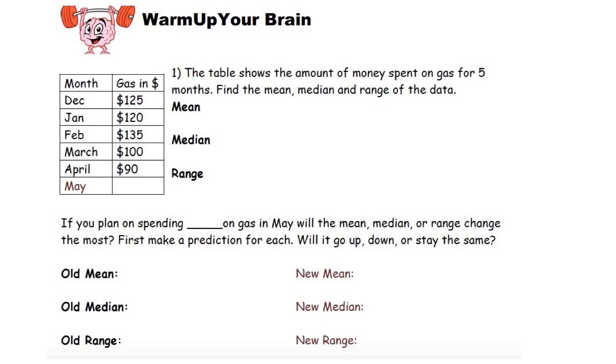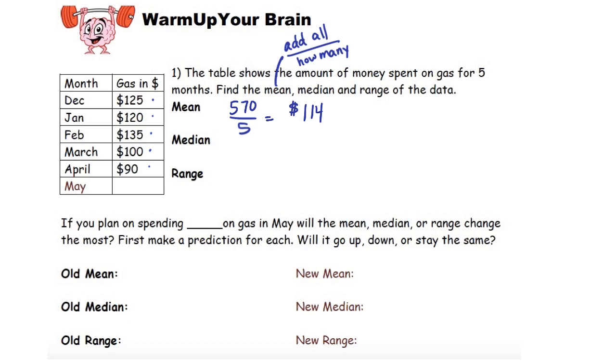remember for the mean, you are going to add all the numbers and divide by how many you added. Well, there's 1, 2, 3, 4, 5. So we're going to divide by 5. You can pause this video and add up those 5 numbers. Hopefully you got 570. Divide by 5. The average is $114.